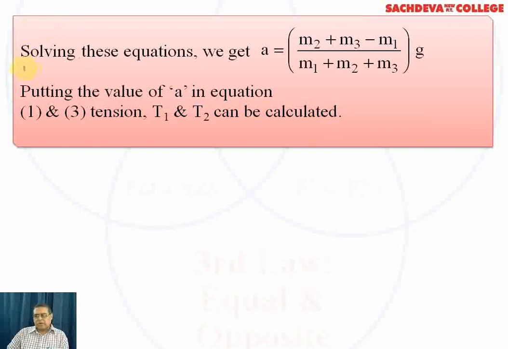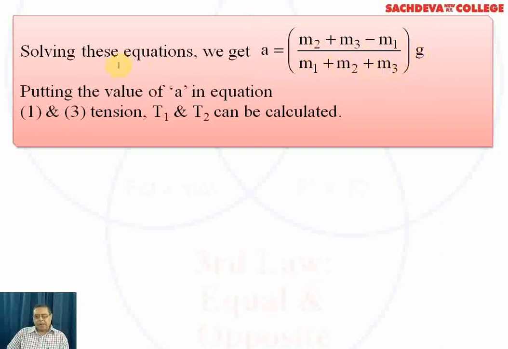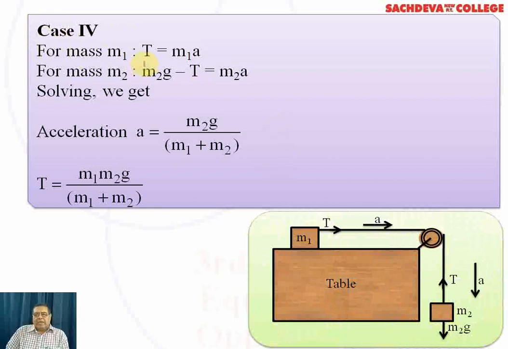If we solve these equations by substitution and elimination, we get the value of a. The value of a comes to be m2 plus m3 minus m1 divided by the sum of the masses, m1 plus m2 plus m3, multiplied by g. Putting this value of a in equations 1 and 3, we can estimate the values of T1 and T2. Now we come towards case 4.